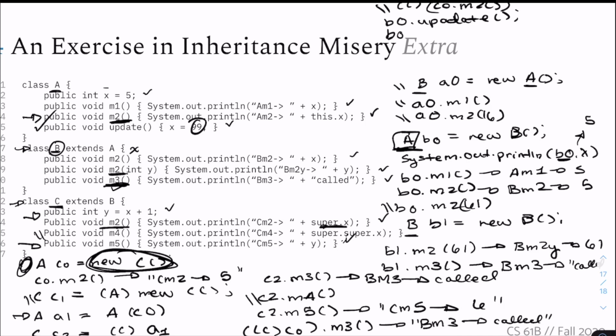And then lastly, B0.M1, which prints out. We static type check to see that there's M1 here. There's no M1 in the dynamic type, which is B. So we're going to evaluate this function, and it prints out AM1 99.